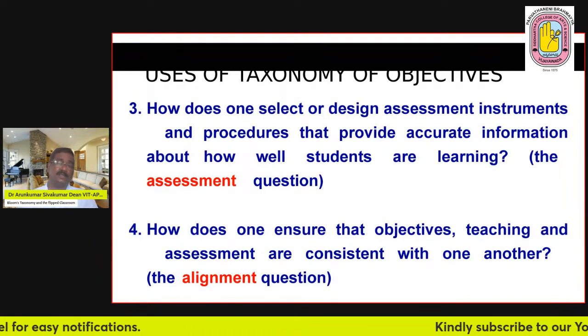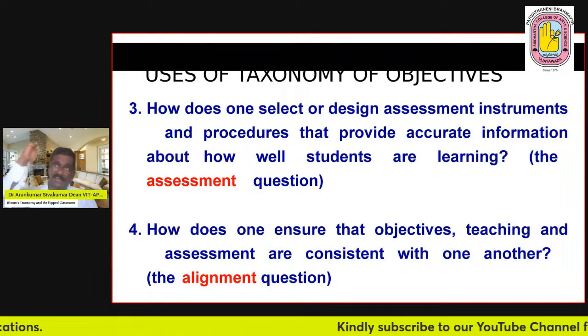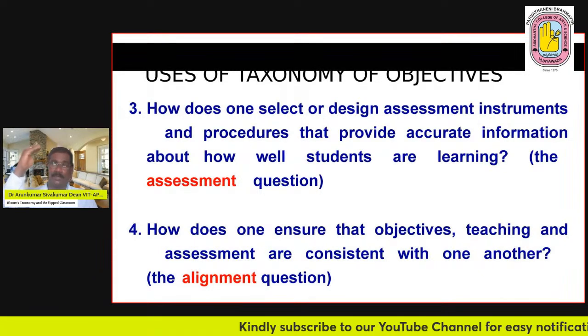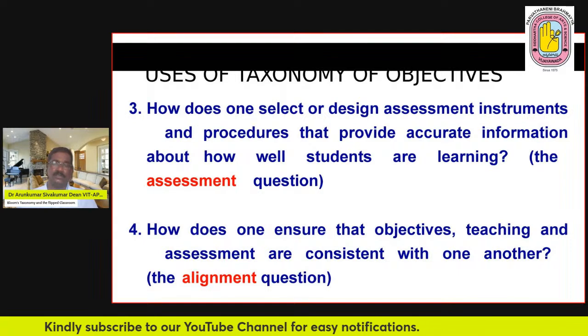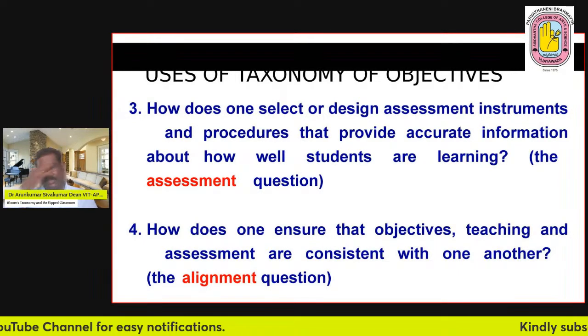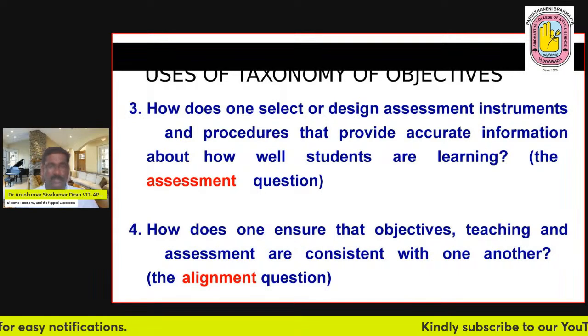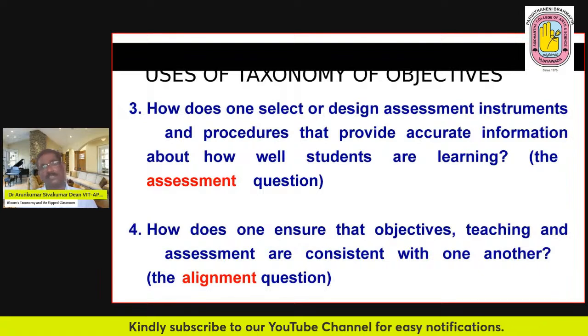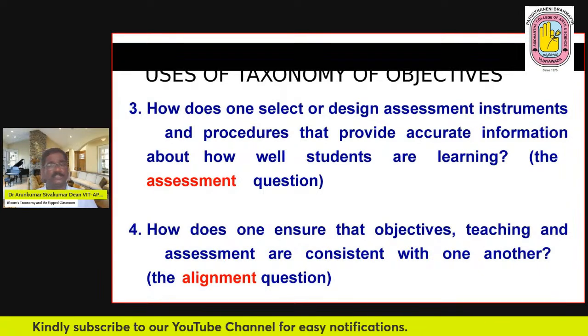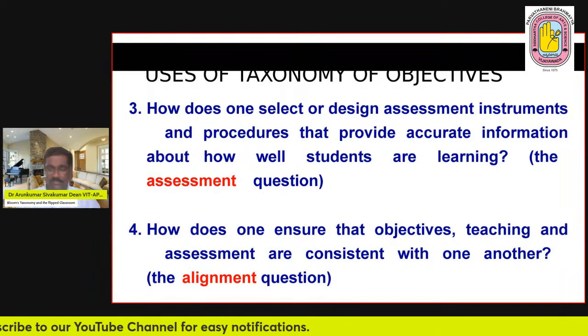See, when you have an objective, at the level of application or analysis that you would like to assess, you should not go to a different level of assessment, then everything goes wrong. So alignment is very, very important. Next one, how does one ensure that objective, teaching and assessment are consistent with one another? Alignment is our bigger question.